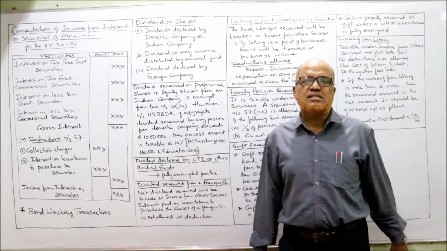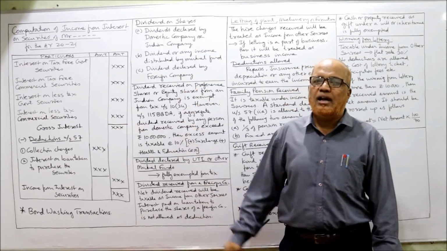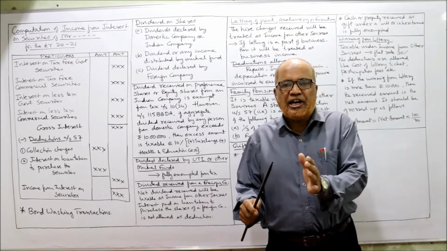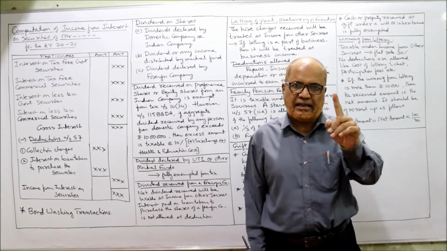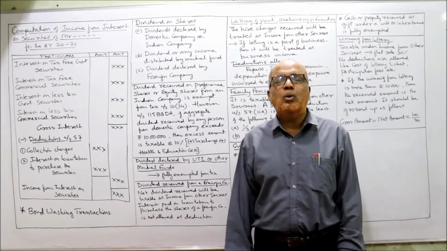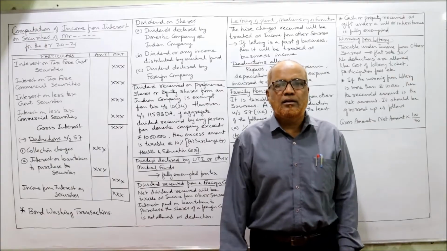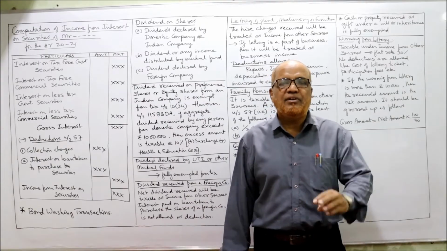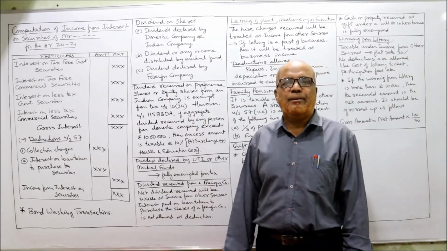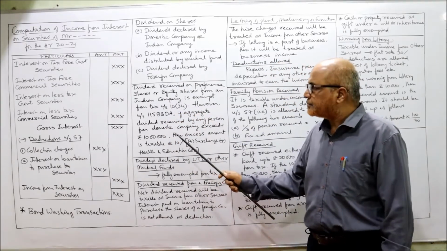For the purpose of taxability, all the dividends are classified into three categories. First, dividend declared by a domestic company or Indian company. Second category, dividend or any other income declared by mutual funds. In India, the biggest mutual fund company is UTI. So UTI or any other mutual fund, if dividend or any other income is declared. Thirdly, dividend declared by a foreign company. In this way, we classify the dividend into three categories. One by one, we'll study.